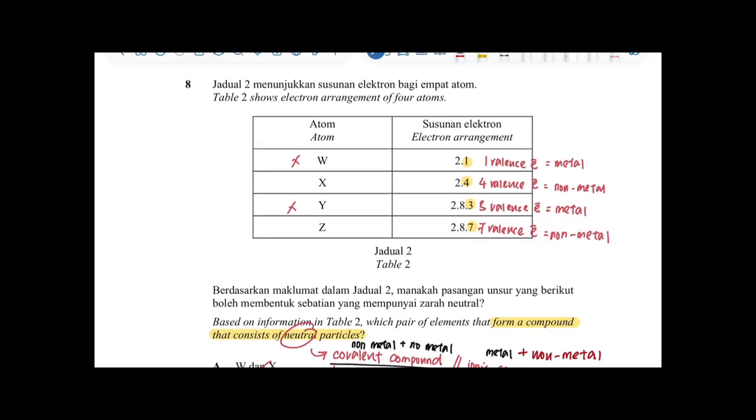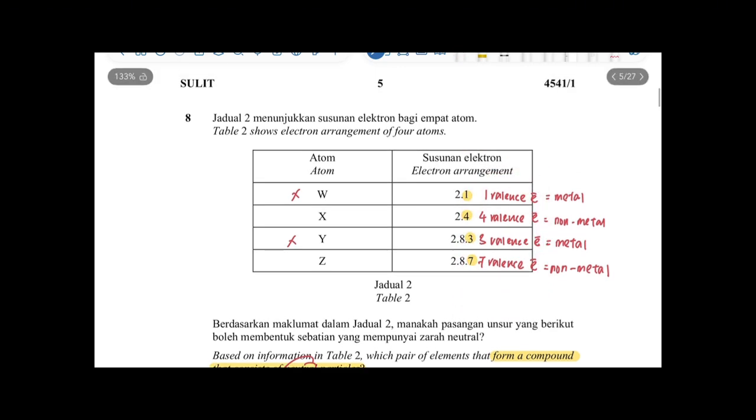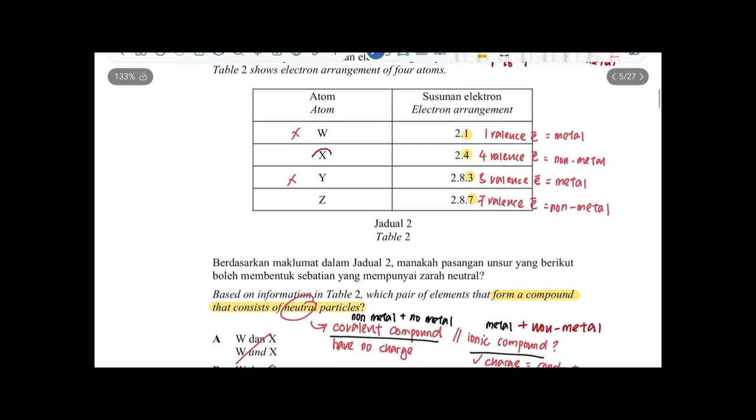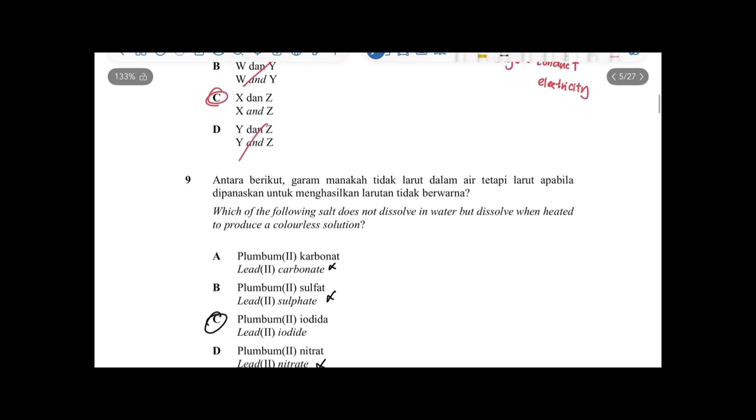So once you write out the valence electrons, you will know that valence electrons from 1 to 3 will usually be metal, and 4 to 7 will be non-metal. We already know that in order to form a covalent compound, we need it to be non-metal. So the answer will be X and Z, which is C.